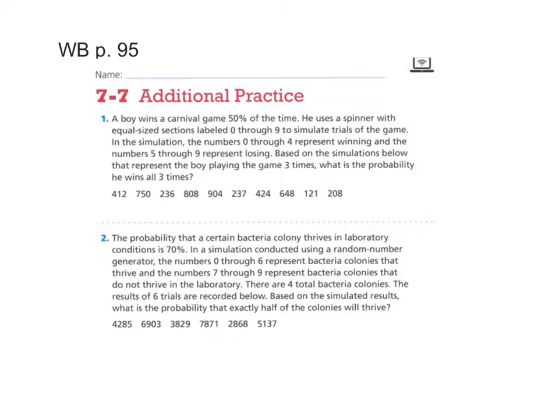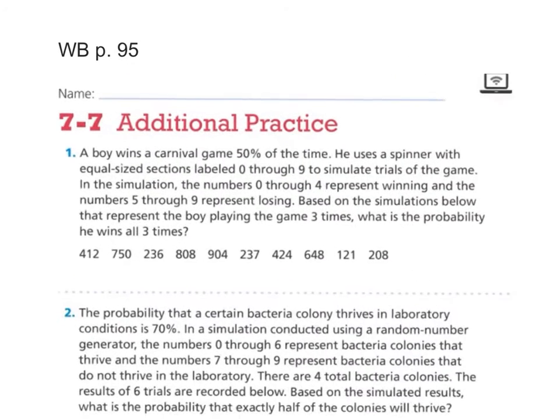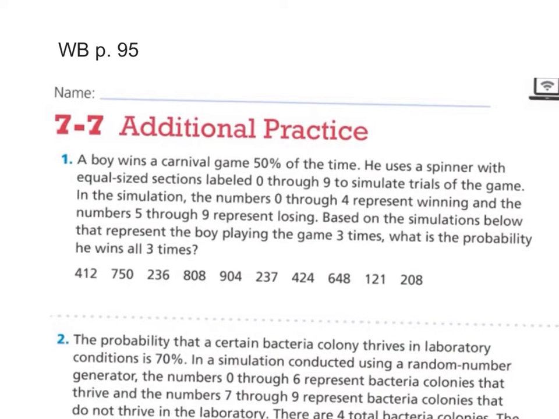Continuing lesson 7.7, simulating compound events. If we look at workbook page 95, number 1, a boy wins a carnival game 50% of the time. He uses a spinner with equal sized sections labeled 0 through 9 to simulate trials of the game. In the simulation, the numbers 0 through 4 represent winning, and the numbers 5 through 9 represent losing.